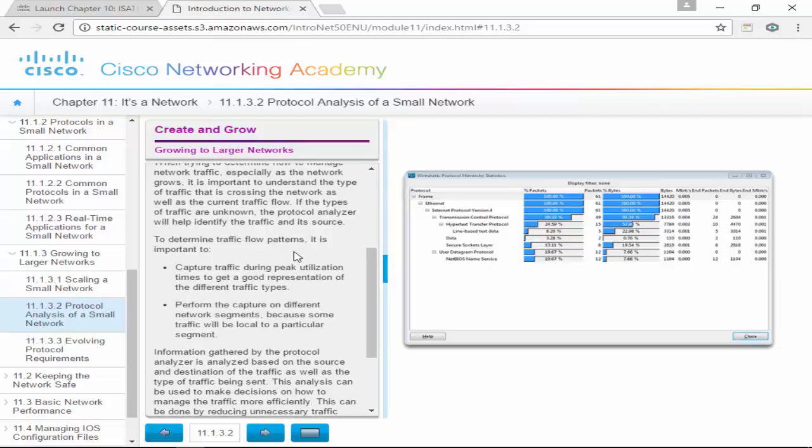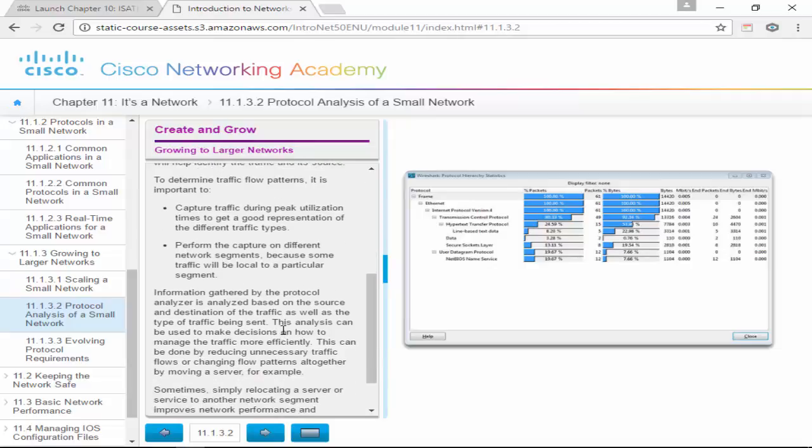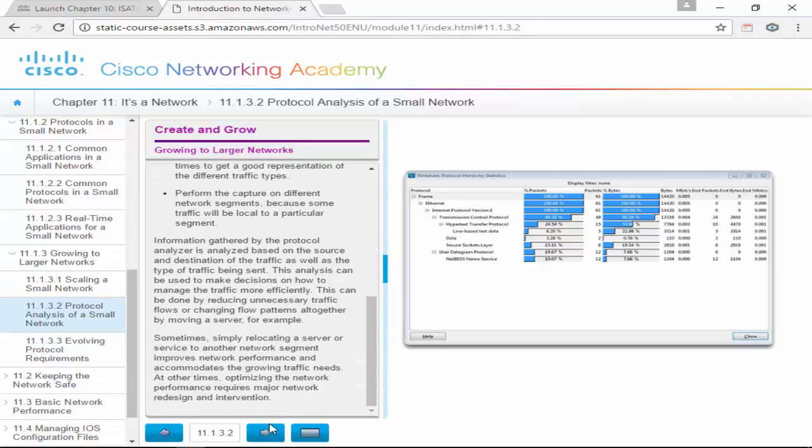Traffic analysis, what they're talking about is setting what's called a baseline, so we know what our network does, or actually, this is traffic flow. Capture traffic in a traffic flow during peak utilization to get a good representation of the different traffic types. Perform the capture on different network segments because some traffic will be local to a particular segment. Alright, so that's that.